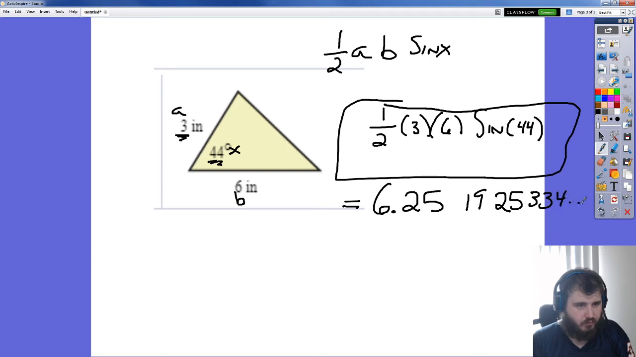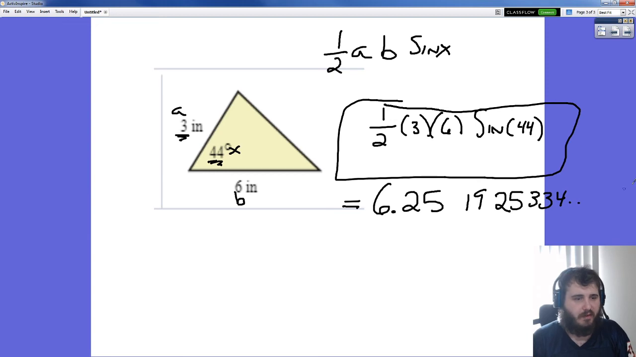6.251925334, and it goes on. That's just what the calculator displays, but it's going to keep going on forever. But we don't really care about that so much. We just care about what they tell us to round it to, the nearest whole number, the nearest square inch, because we're talking about area. So here it's in square inches. We're rounding to the nearest whole inch.